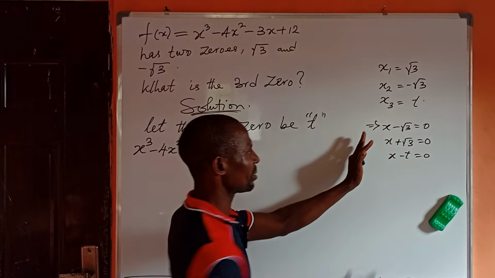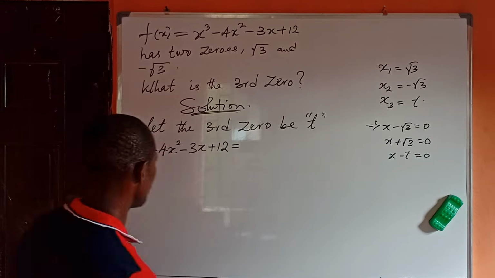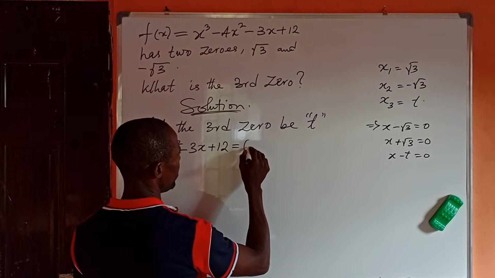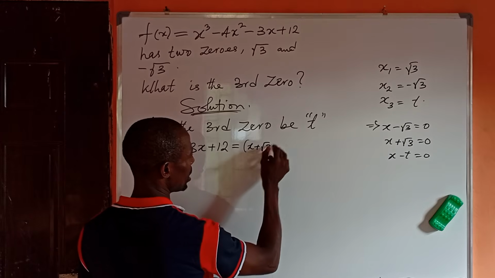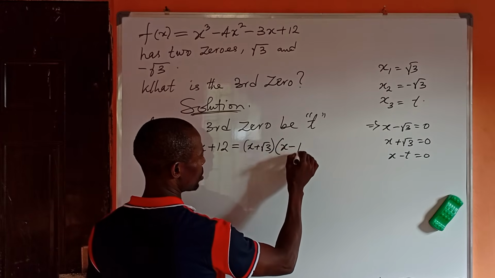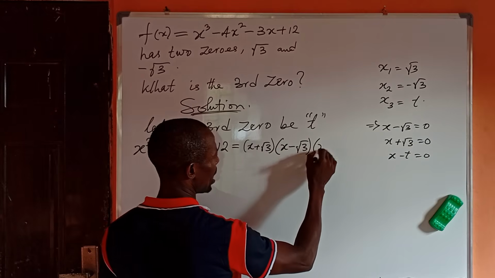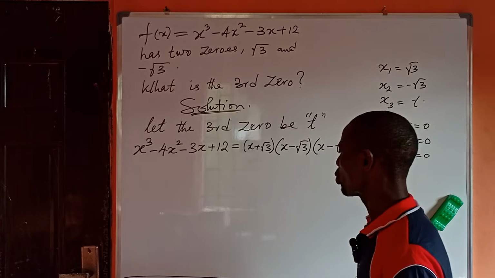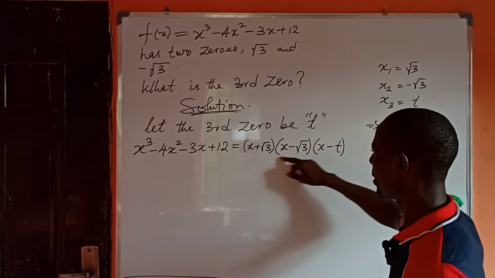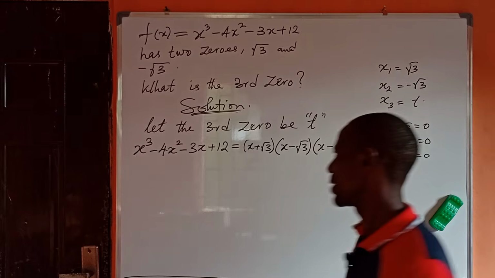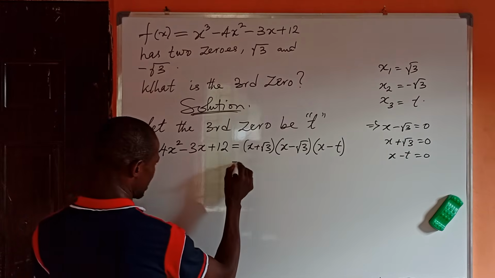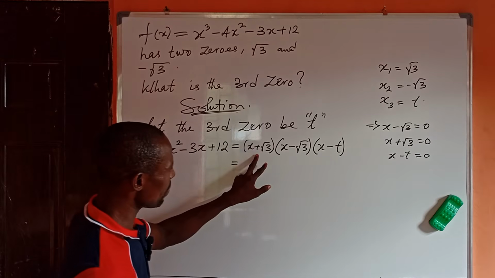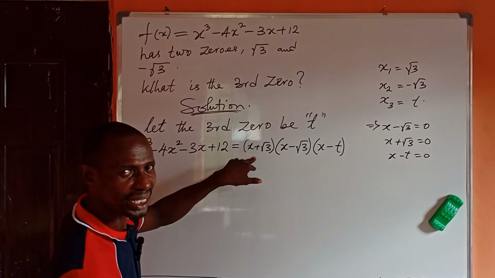Good. So let's go ahead and multiply all these together. And so we're going to have this now be equal to, let's take the first one that is positive here, x plus root 3 close bracket, x minus root 3 close bracket, x minus t. Easy. So what we do here, we just have to open up this side of the equation. Let's keep the left-hand side of the equation. If you check carefully, you discover that this is a conjugate to this.